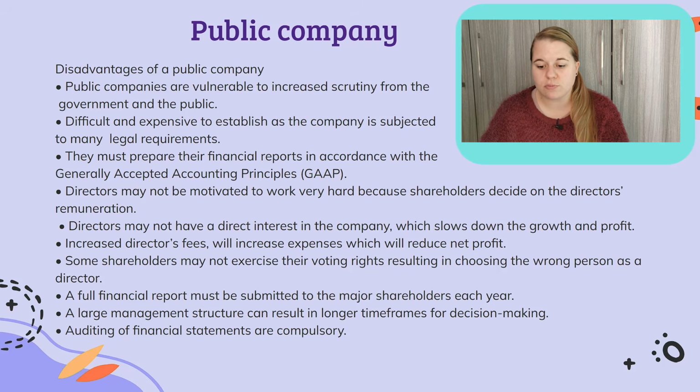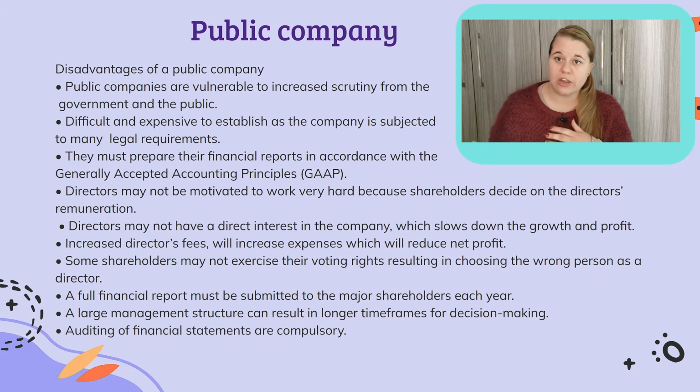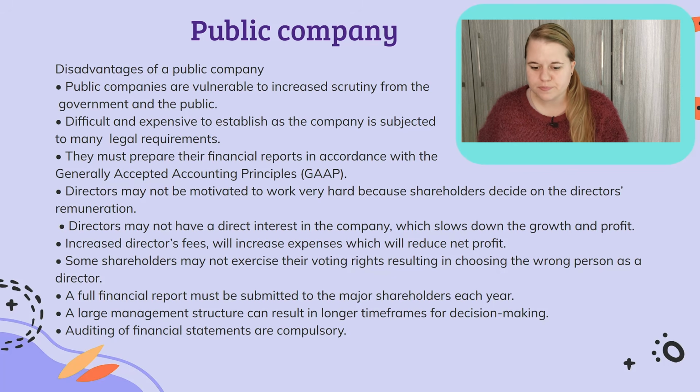Public companies are vulnerable to increased scrutiny from the government and the public. Okay, they could be scrutinized depending on the financial audits that they are sharing, their financial statements, maybe the annual general meeting. So because they're making this information more freely available to the public, it also opens them to scrutiny, and people could tell them or suggest that they are using their money incorrectly, or they're wasting money in certain areas, or whatever. It's difficult and expensive to establish, as the business is subjected to many legal requirements.